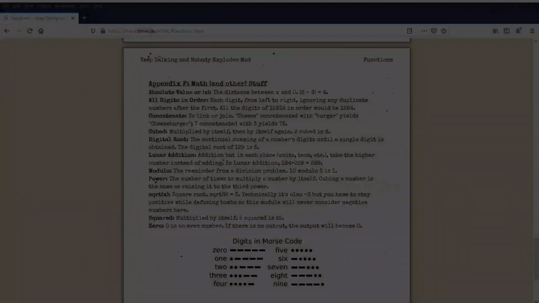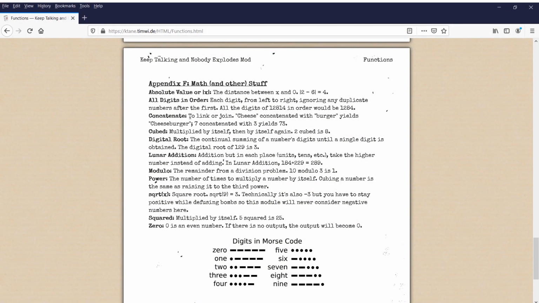I'm basically just going off the index at the bottom. Well, the appendix, rather. So, all of this. I already explained concatenate. Cubed is just, you should know what a cube is. It's a number multiplied by itself 3 times. The digital root, I already explained it. Lunar addition is a bit weird.